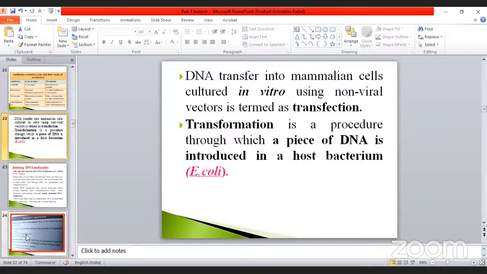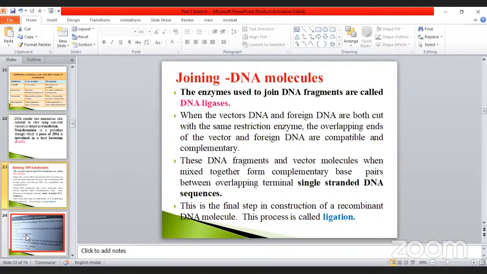Then transformation and transfection, that is very, very important. In vitro transfer of DNA into mammalian cells using a non-viral vector is called transfection. Transformation is the procedure in which any piece or segment of a DNA molecule is transferred into the host bacterium. Such a process is called DNA transformation or gene transformation.